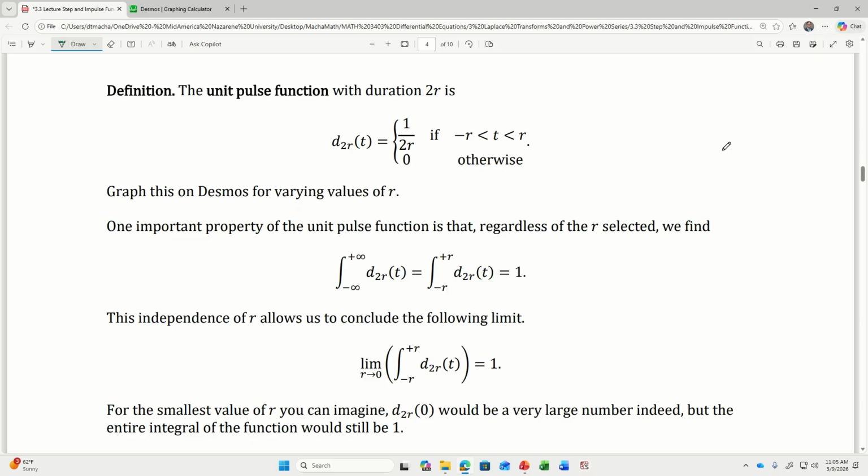And since that's true for any value of r we select, any r greater than 0, then that means the limit as r approaches 0 of the integral is also 1. So imagine the smallest width that you can possibly imagine. Imagine a width of 0.000000001. If your width is 1 billionth, then the height of the function would be like 500 million or something like that, right? It's going to be a huge number, super tall. But still, the integral of the function would be 1.